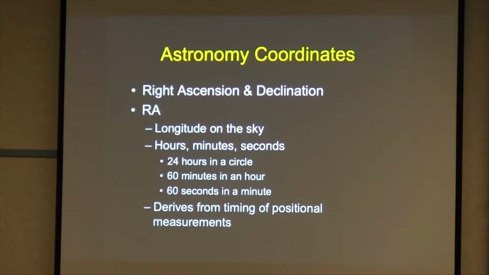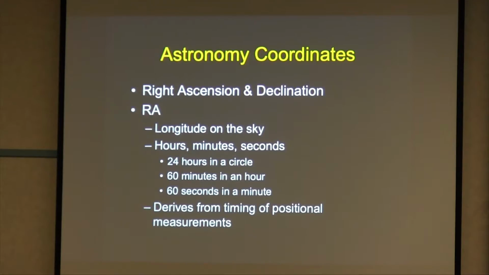We're giving you right ascension and declination. That's how astronomers plot things on the sky. Right ascension is abbreviated as RA, and it would be your longitude in the sky. Latitude goes up and down, longitude goes left, right. Remember? Now, it is measured in a funky way.